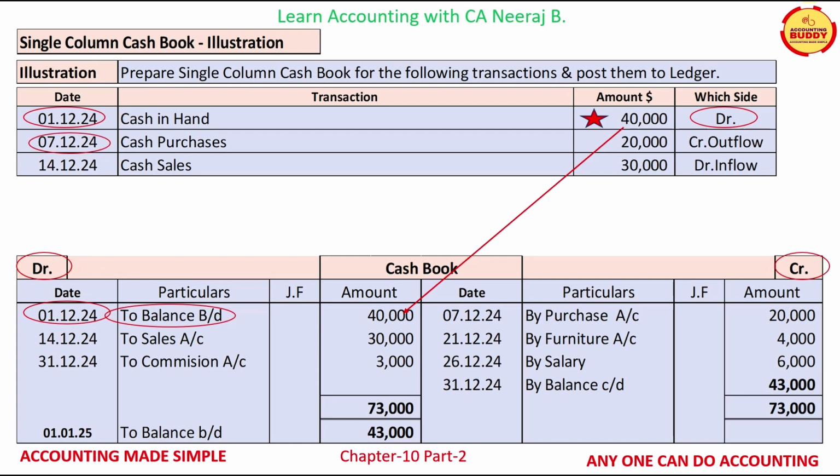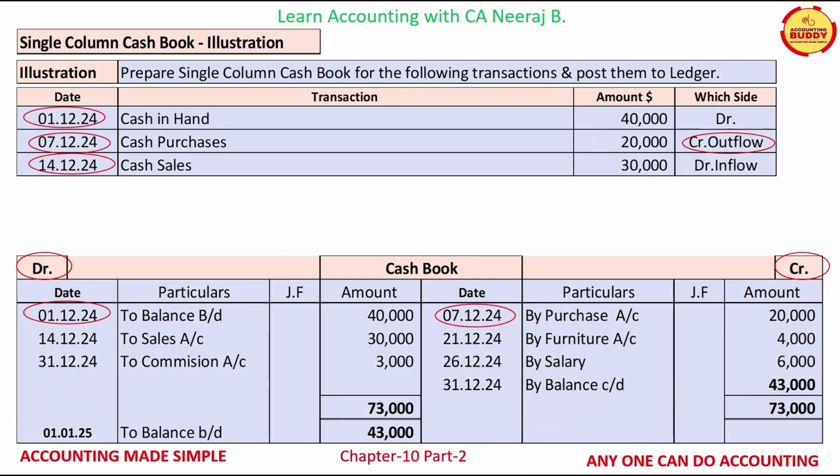On 7th December, business purchased goods worth $20,000. Since it is an outflow of cash, it will be recorded on the right hand credit side of the cash book on 7th December by writing the words "by purchase account."